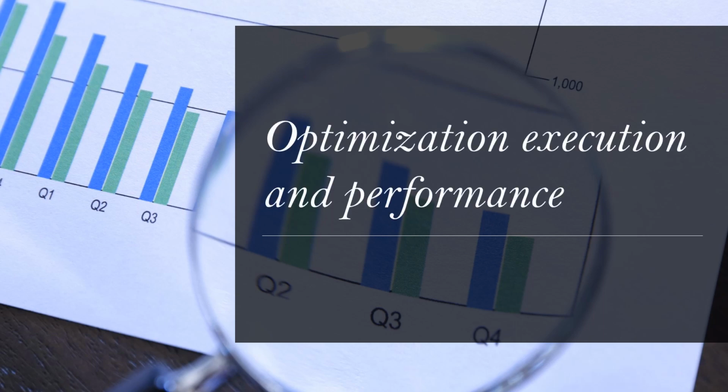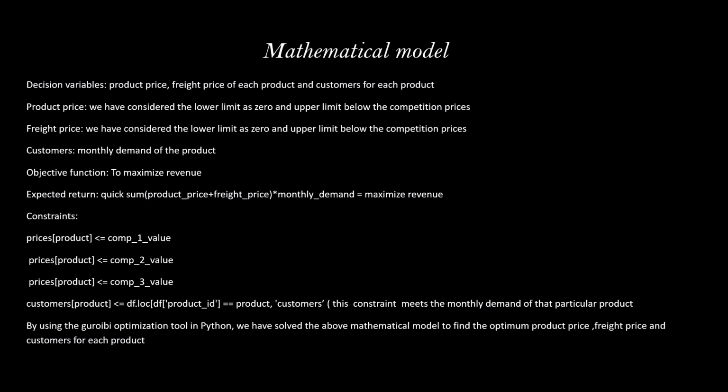So coming to our optimization, the main part of the project: optimization, execution, and performance. Coming to our mathematical model, what is the basic model of our optimization problem? Initially, we consider the decision variables. We took the product price, freight price, and fixed price of each product, and the customers for each product. Basically, customers for each product means the monthly demand of the product.